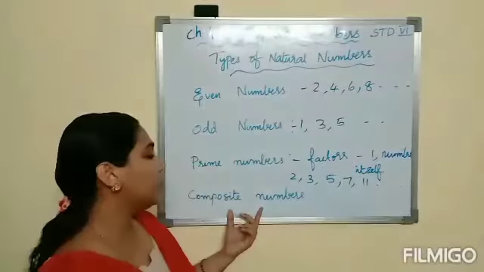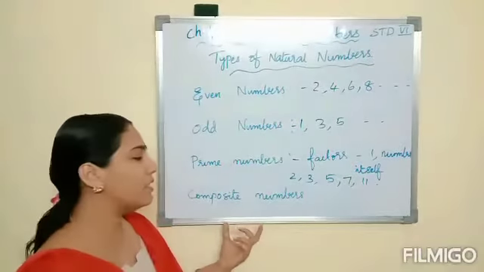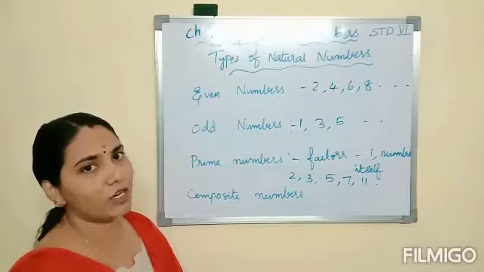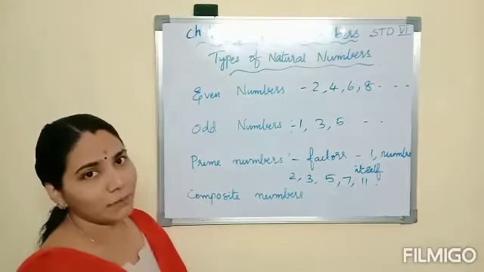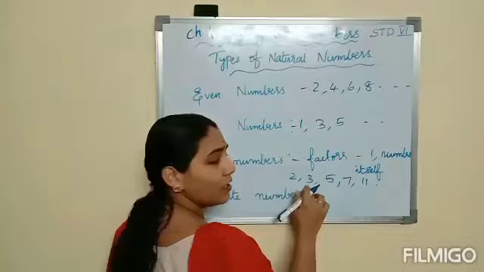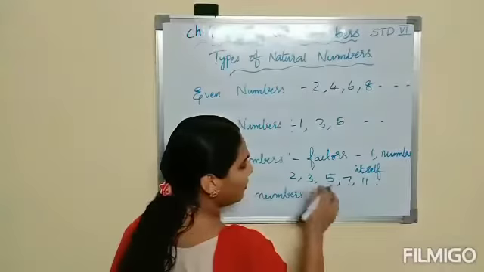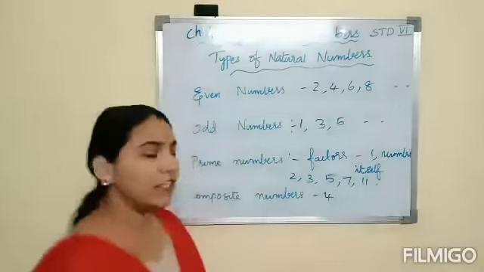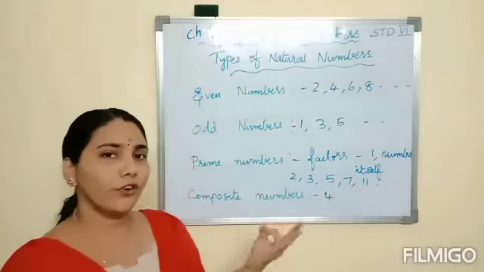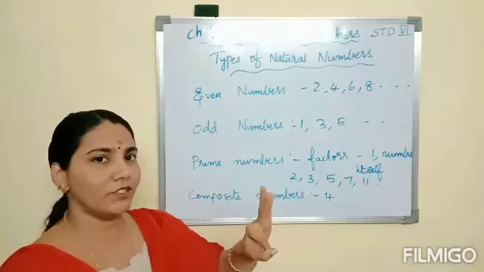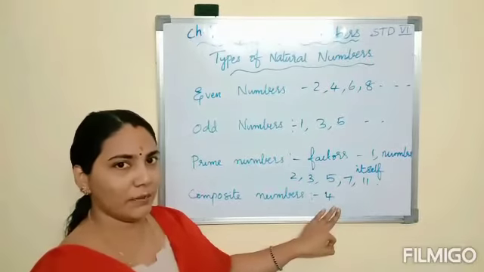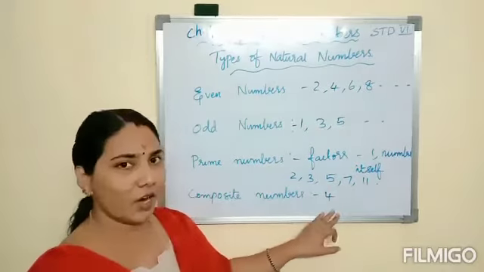Okay. Then next one, composite numbers. Composite numbers are the numbers having more than 2 factors. If more than 2 factors are there, that number is definitely a composite number. So we'll check. Here 2 and 3 are prime numbers. So which is the number we left? 4. What are all the factors of 4? 1, 2, 4. 3 factors are coming there. That means more than 2 factors came there. So 4 is a composite number.